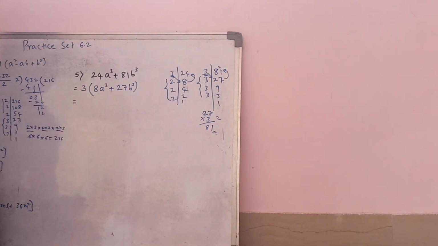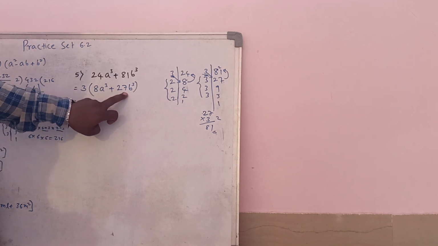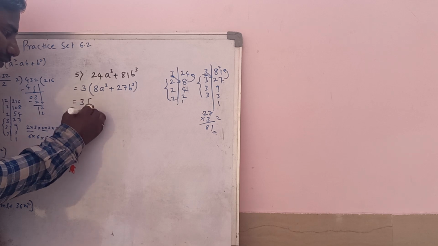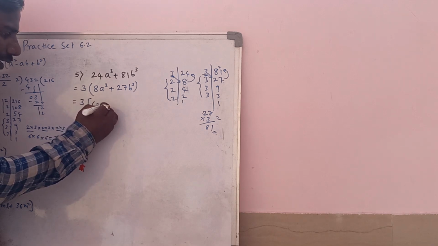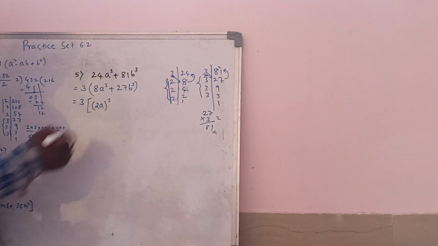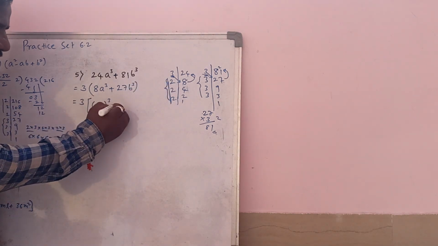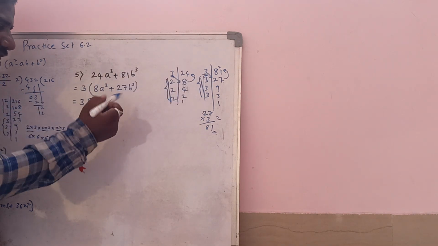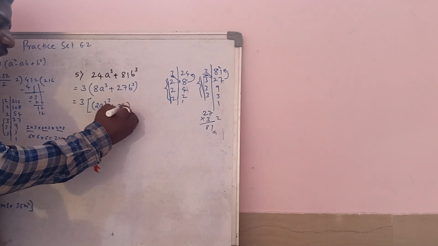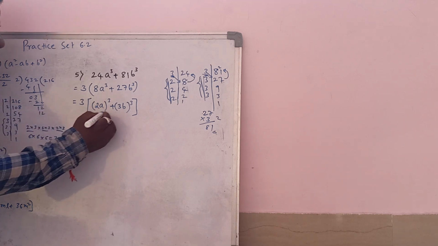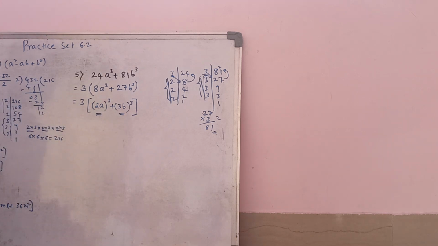Just check it out. So this is nothing but a cube plus b cube. See, 8, I will write first in detail. Can I write this as 2a whole cube? Because 2 cube is nothing but 8. 27, we know from the previous problem, is 3 cube. Can I write this as 3b whole cube? Any doubt in this? Now see, this is in the form of a cube plus b cube, isn't it? Can I apply the formula?